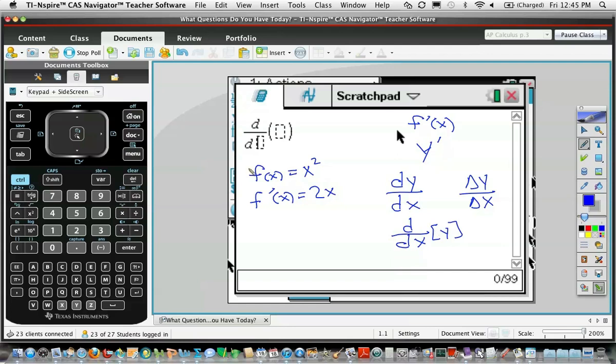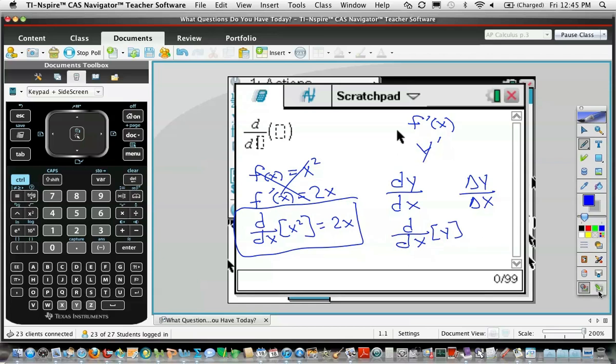Well, what I could have done instead of this is I could have said the derivative of x squared equals 2x. And I could have written all that on one line instead of having two separate equations. That says the same thing. That says the derivative of x squared with respect to x is 2x. Okay, so that's notation we want to get used to seeing.